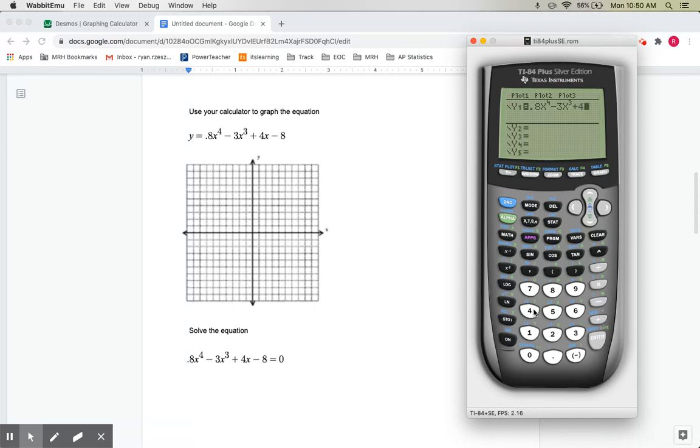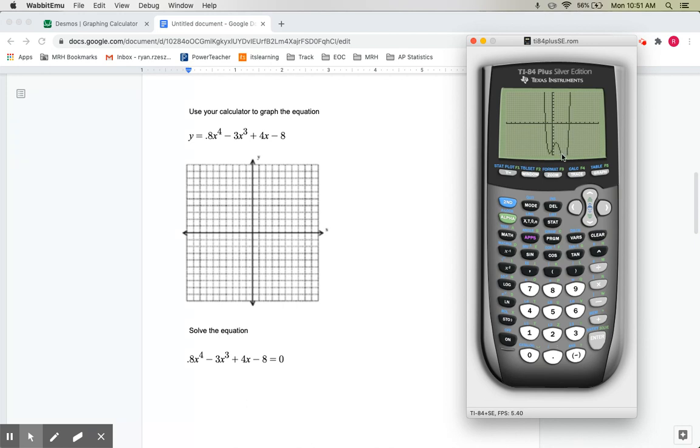So I have a plus 4x, and I have a minus 8. And once your equation is typed in, we're going to hit graph. Get used to whenever you graph something on these calculators to hit zoom and then standard, choice 6. It resets the window, which mine already was, but that way we're all looking at the same thing here.